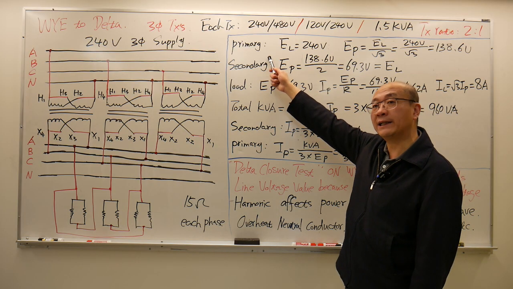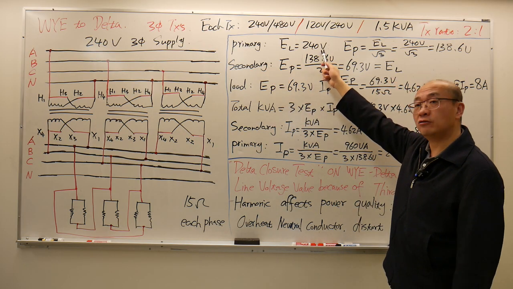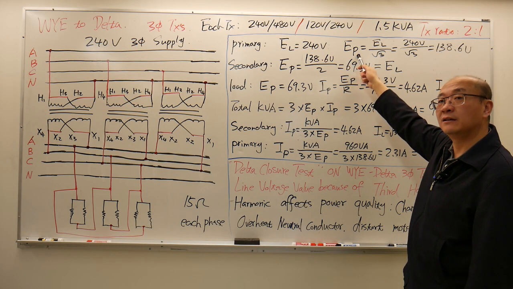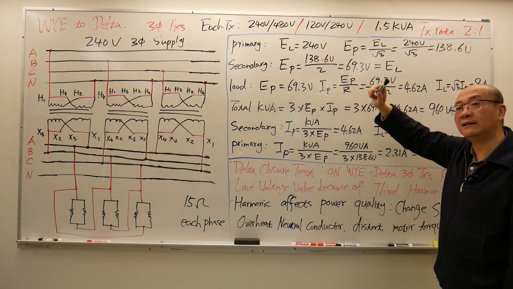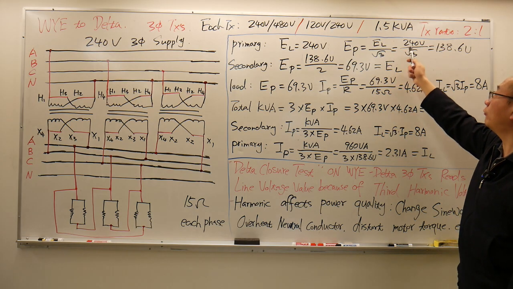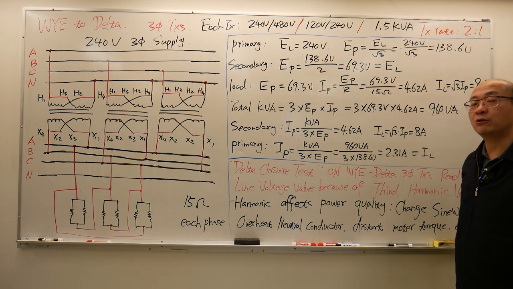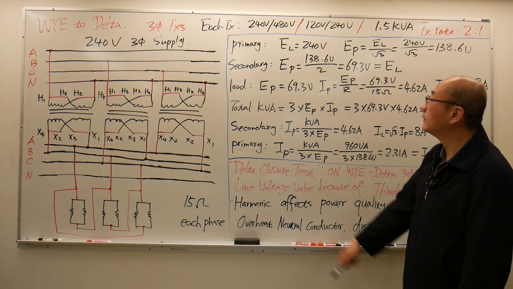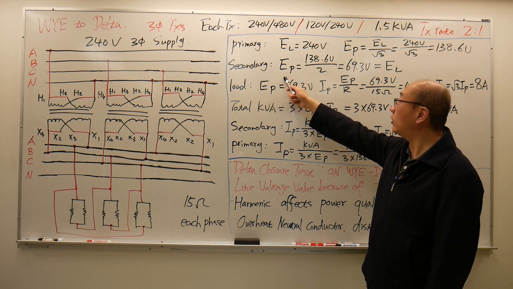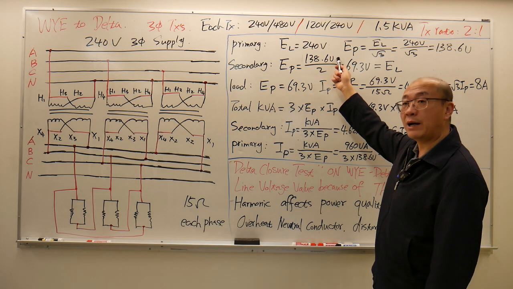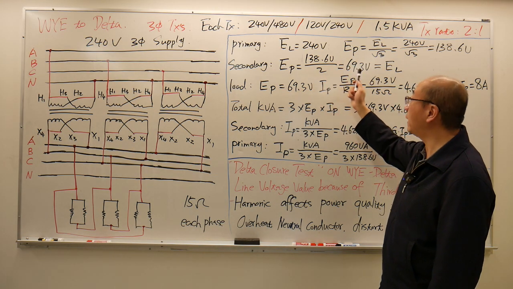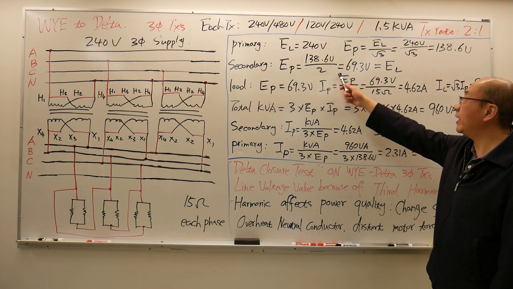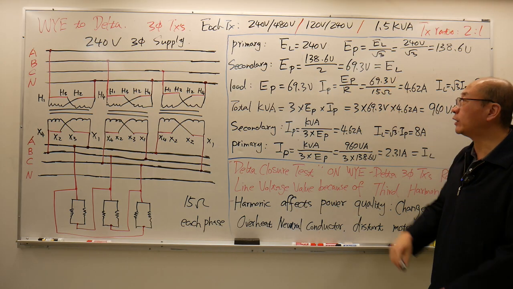Primary side, Y connection, supply voltage 240 volts. The phase voltage is going to be √3 lower than the line voltage, so 240 divided by √3 gives me 138.6. Transformer ratio 2 to 1. Secondary side phase voltage: primary side phase voltage divided by 2 gives me 69.3. The secondary side is delta, so phase voltage equals line voltage.